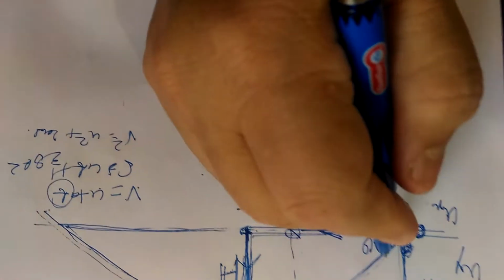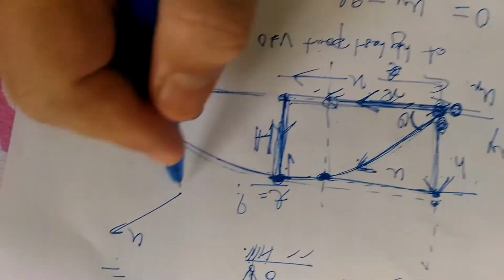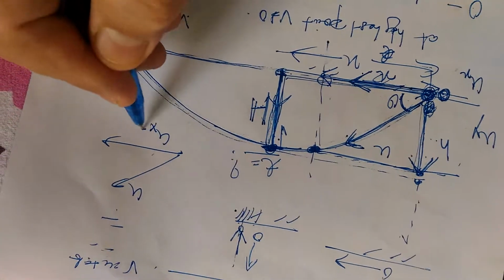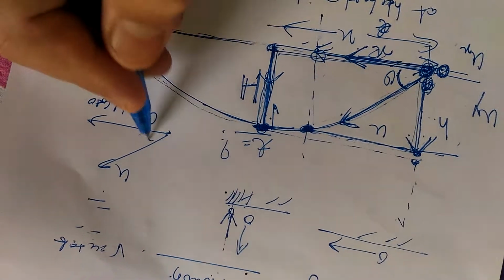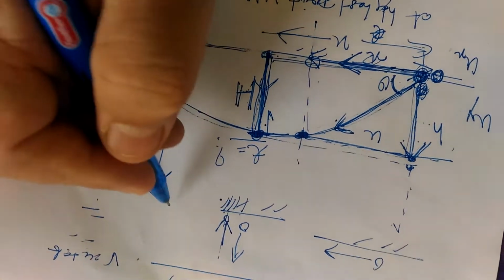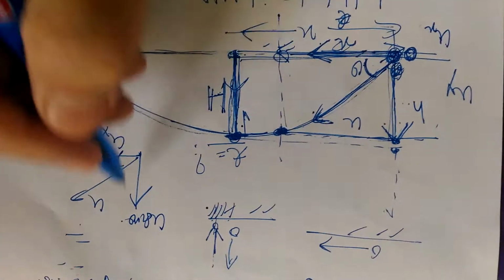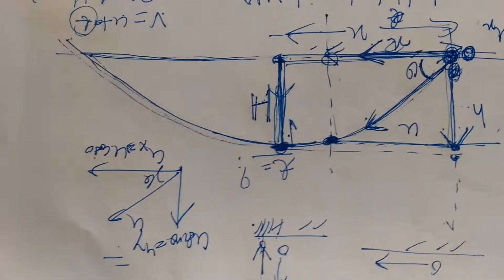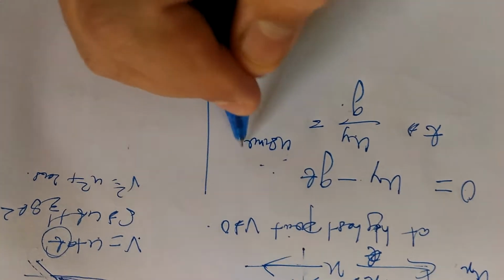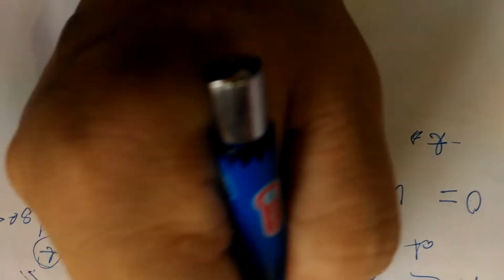Now uy is what? If you resolve this velocity, this is u. So horizontal component ux is equal to u cos theta. This is the horizontal component, and vertical component is u sin theta. So this is uy and this is ux. So in place of uy, writing u sin theta. So u sin theta by g. So this is half the time.